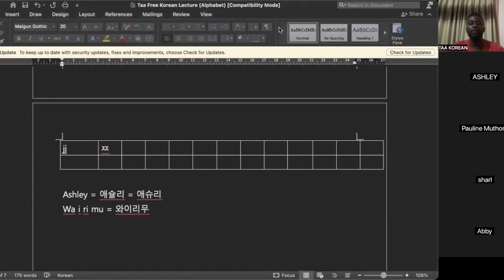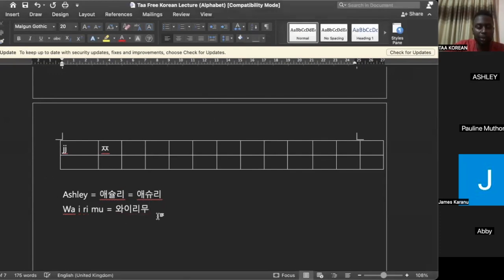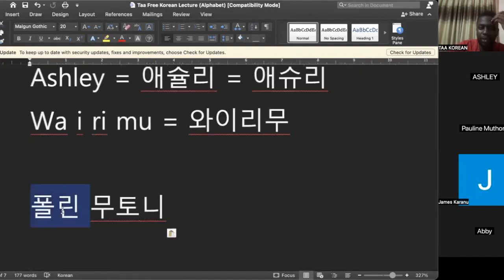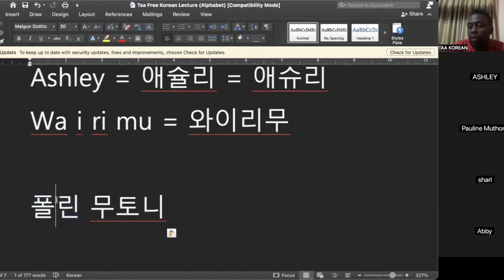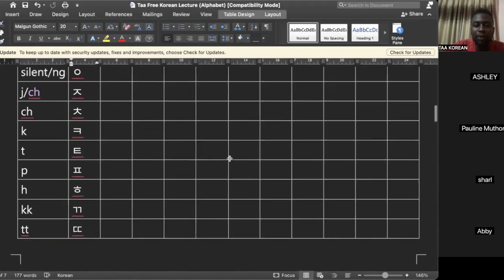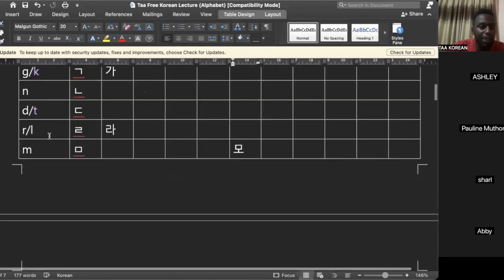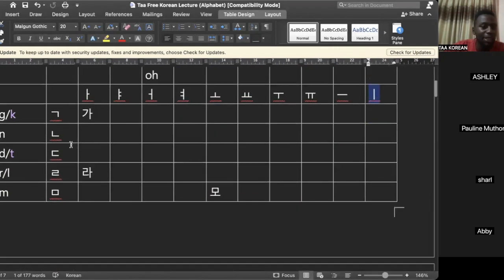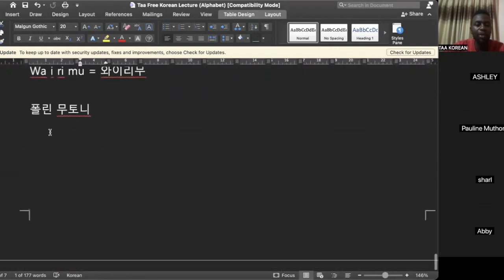Okay. So we have Pauline Muthoni. Now Pauline's name is not going to appear the same as Ashley's, but it still gives us a bit of insight on what we need to do. For Pauline, notice her name has that L. What happens if you want to produce that L sound? There are two of them. So we have the P from the top here, then the O from the vowel list on top, and then L is here. But you have to put two of them. It looks like this. And then N there. So you end up with Pauline, Wu, Tony.